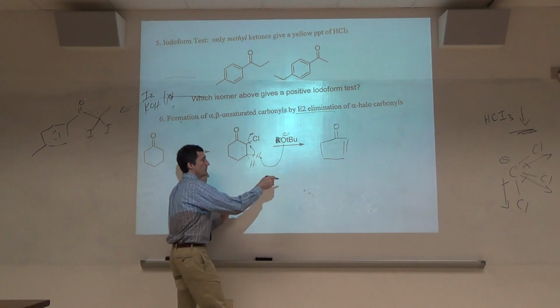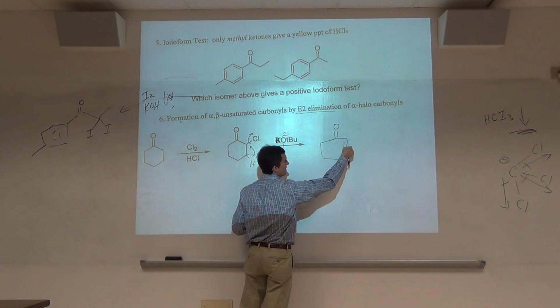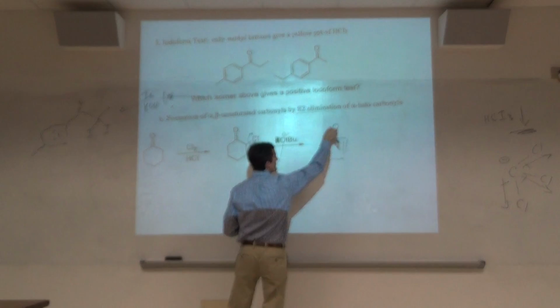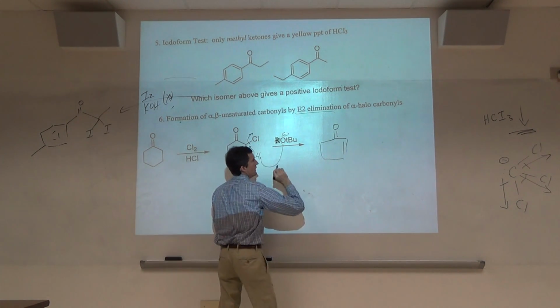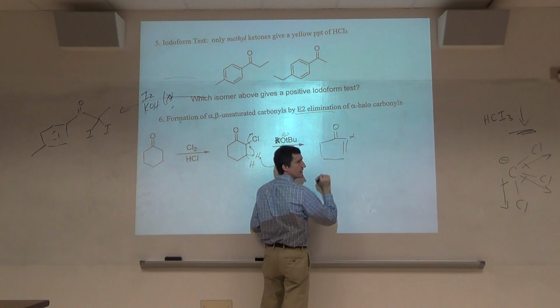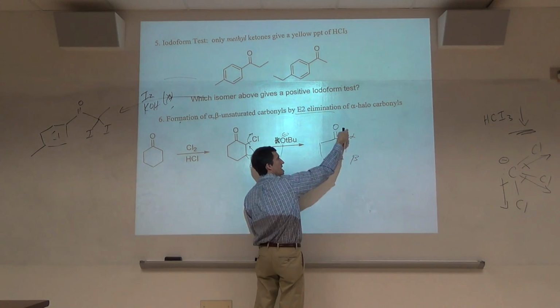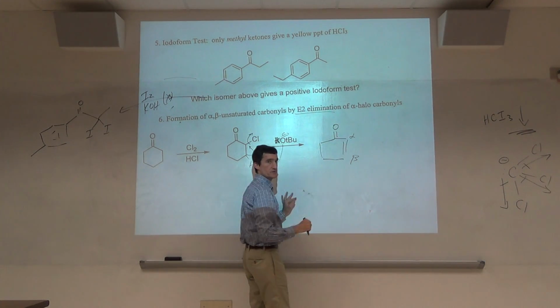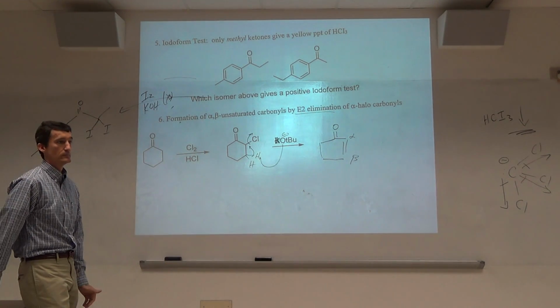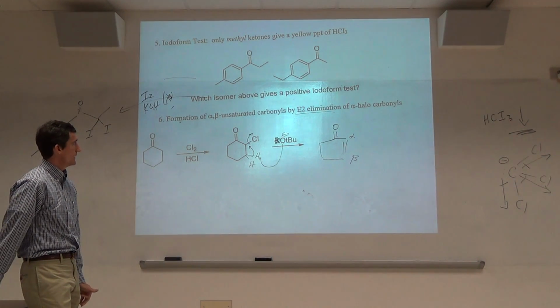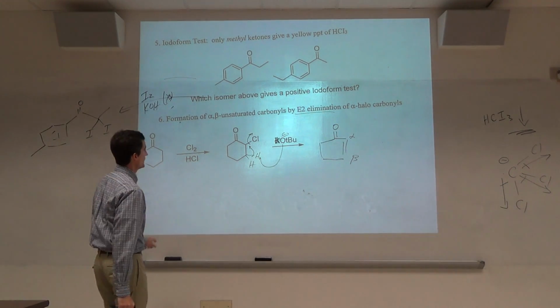There you go. What could we call this compound other than alkene? It's got this carbonyl. It's an alpha-beta unsaturated carbonyl, because from the carbonyl, the first carbon's alpha, the next carbon's beta. The alpha-beta position is unsaturated. And we did that by eliminating this.